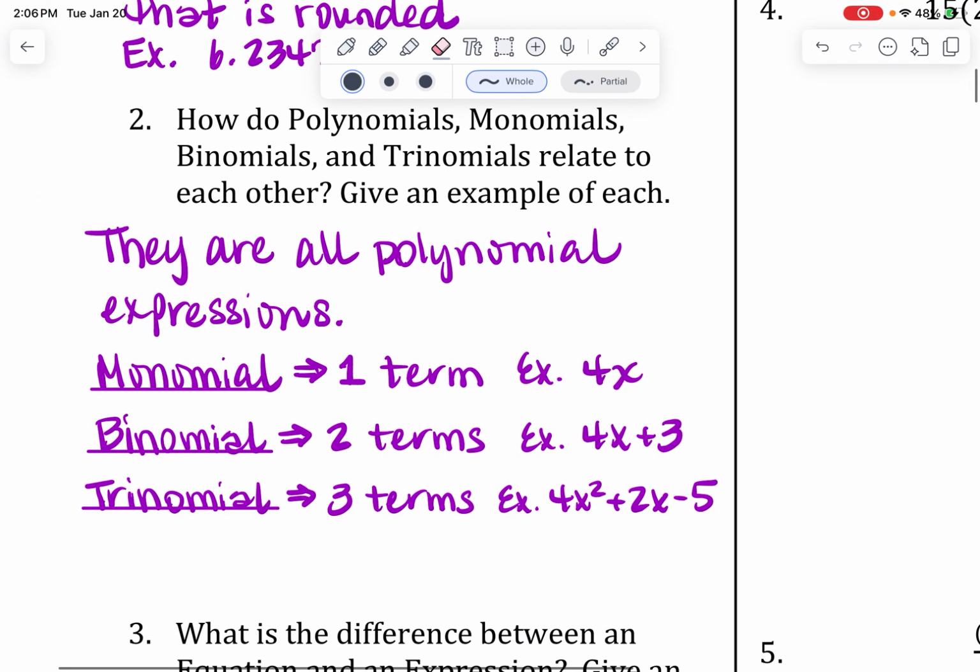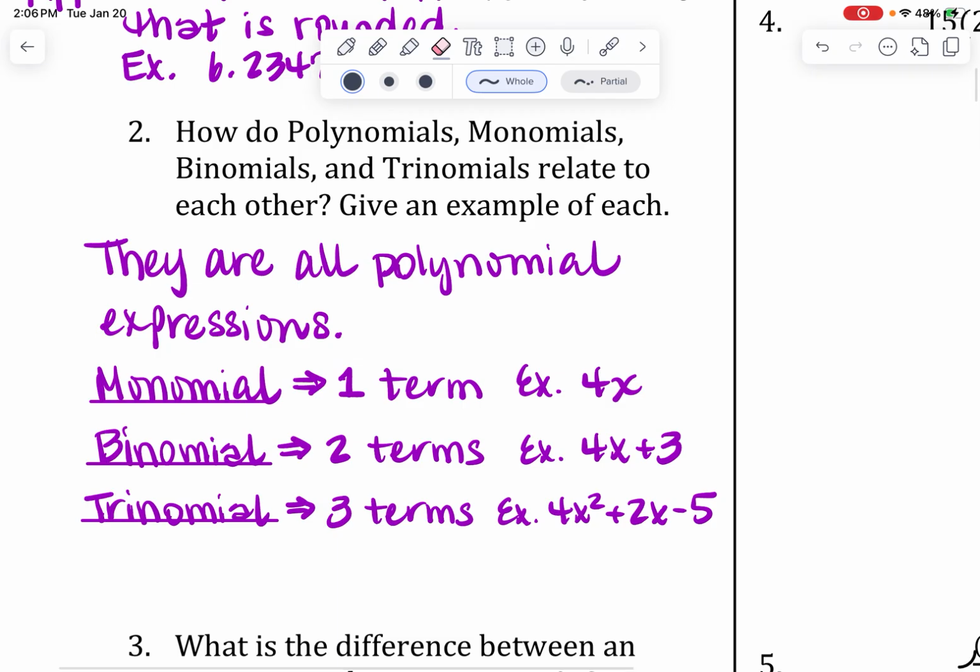And then the next question is asking about the difference between monomials, binomials, and trinomials. So these are all names we give to polynomials. Remember, a polynomial is just a fancy word for expression. That means many terms. And then a monomial just means it's one term, binomial 2, and trinomial 3. And then I've just given some brief examples off to the right there.